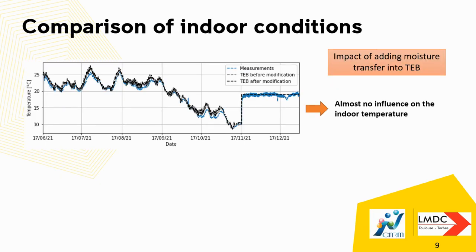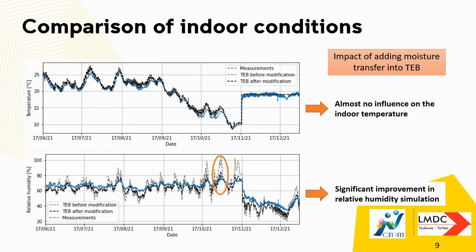Indoor conditions are also measured in the adjacent room and are compared with the results of TEB simulation. The first graph represents the evolution of indoor temperature, with in blue the measurement, in gray the results of TEB before modification, and in black the result of TEB including moisture transfer. Both versions of TEB lead to a good agreement with measurement results. Therefore, taking into account moisture transfer seems to have almost no influence on the indoor temperature in this case.